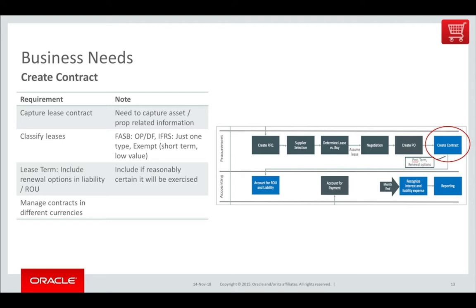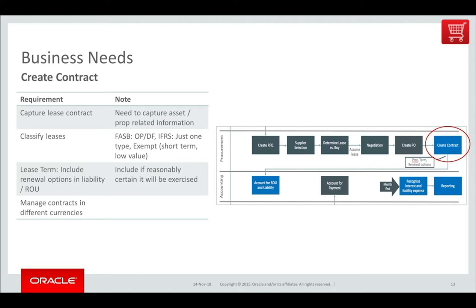As you create your lease, you've got to understand whether it's a finance lease or an operating lease, according to U.S. GAAP, versus IFRS, it's just one type. Or sometimes it's exempt, right? If it's a short-term lease, no value, it's exempt, and you don't need to report on it.